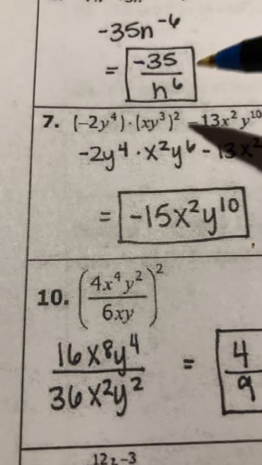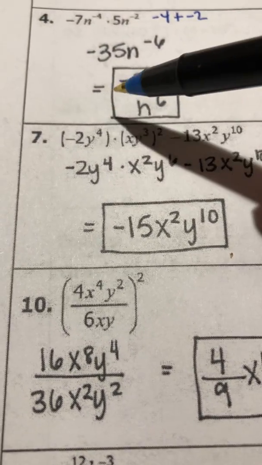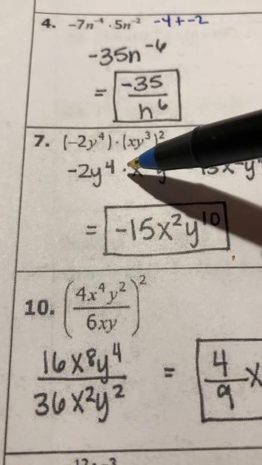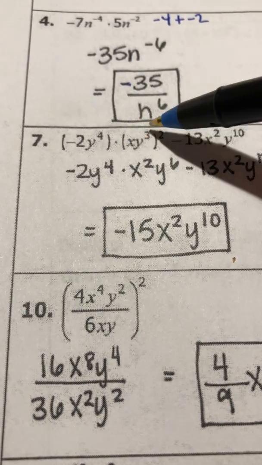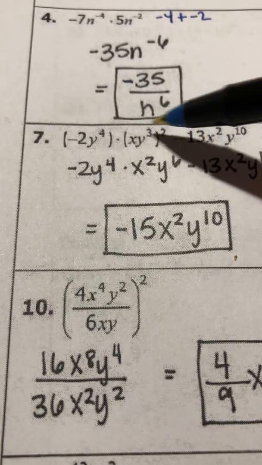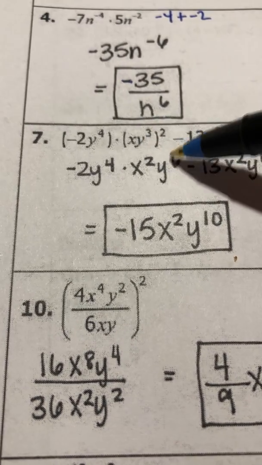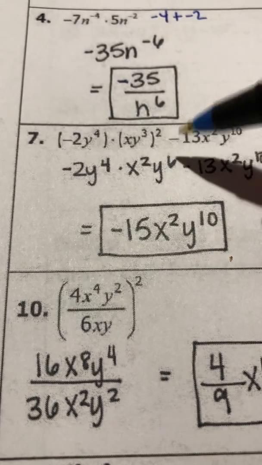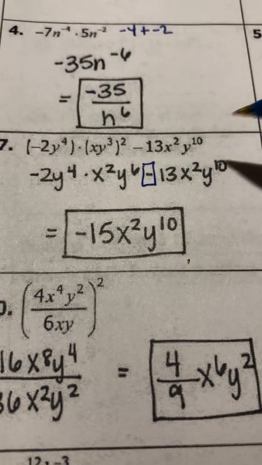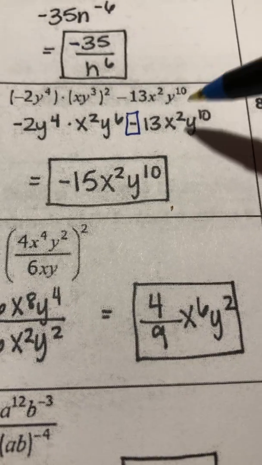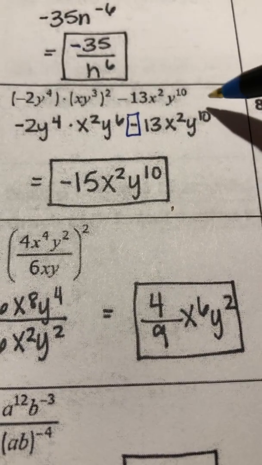Number 7. So I have -2 y to the 4th. I didn't do anything to that. Times, and then I'm taking this to a power of 2. So I'm squaring everything in here. So x squared y to the 6th because I'm multiplying these two numbers. And then I'm subtracting. So I have to be mindful again of like terms. I have 13x squared y to the 10th.